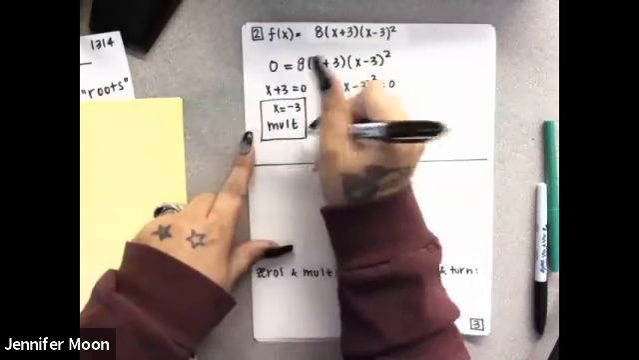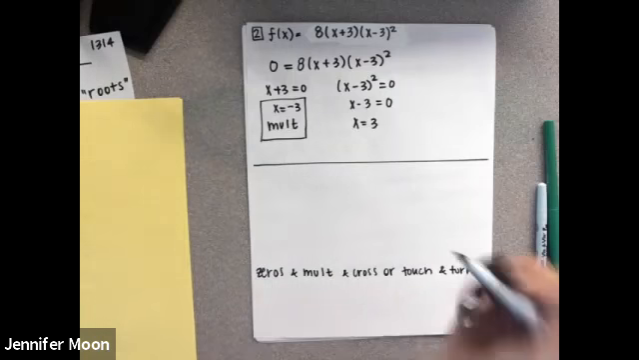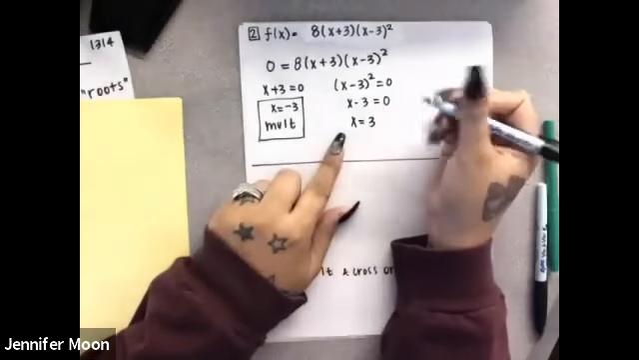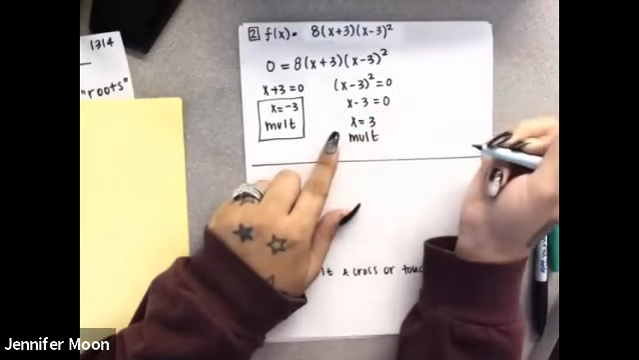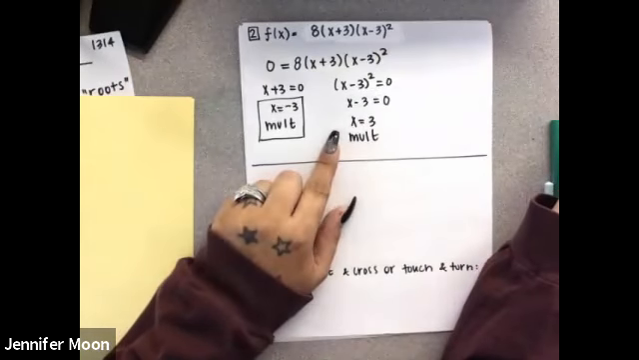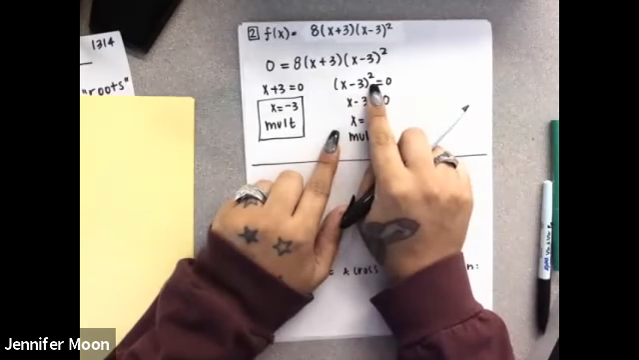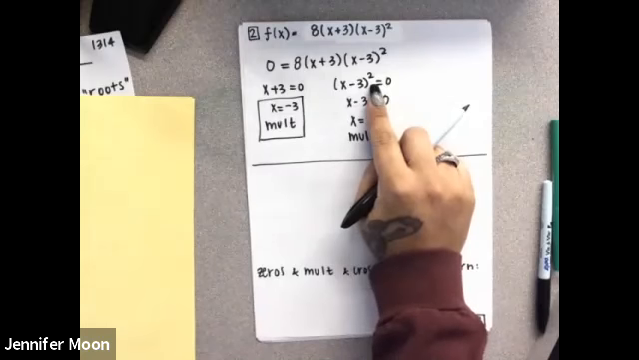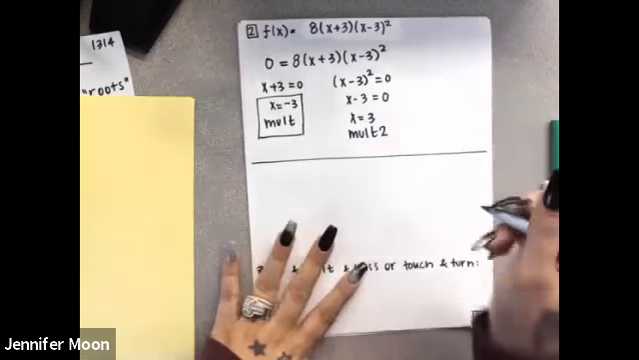Some people will understand this way. A lot of people probably won't, but this is the shortened, easier way, if it makes sense. This 3 actually has a multiplicity of 2. The reason it has a multiplicity of 2 is that the factor I set equal to 0 was being raised to the second power. That's telling me I actually had 2 of these factors, okay? So this would have a multiplicity of 2.